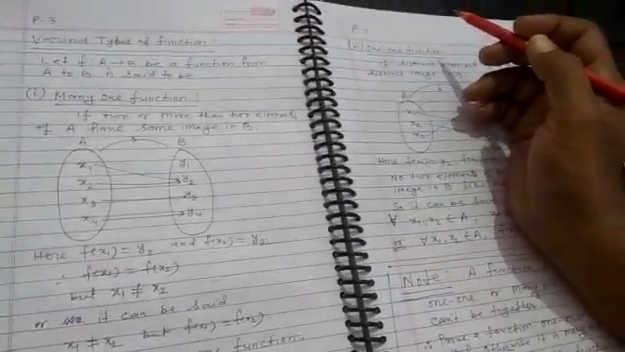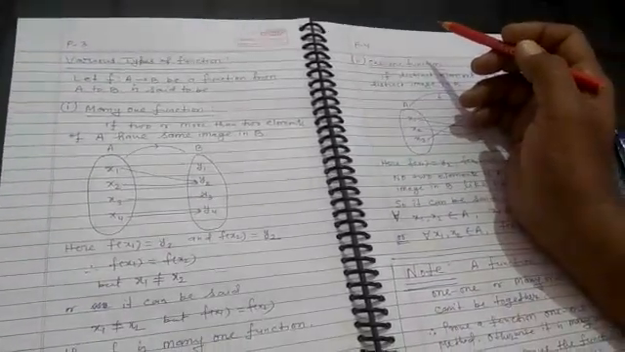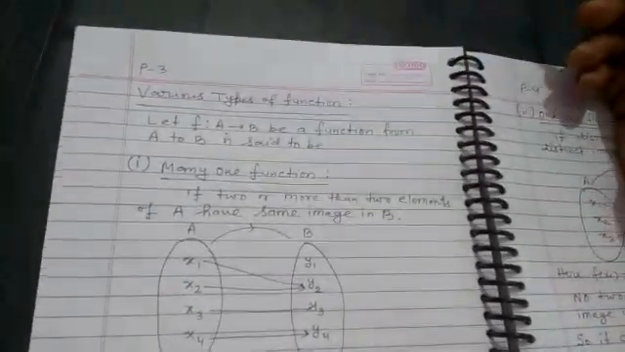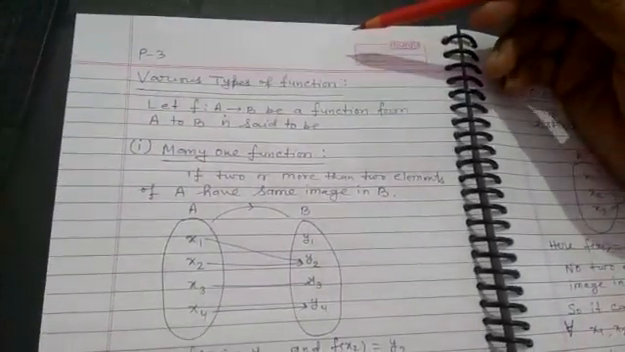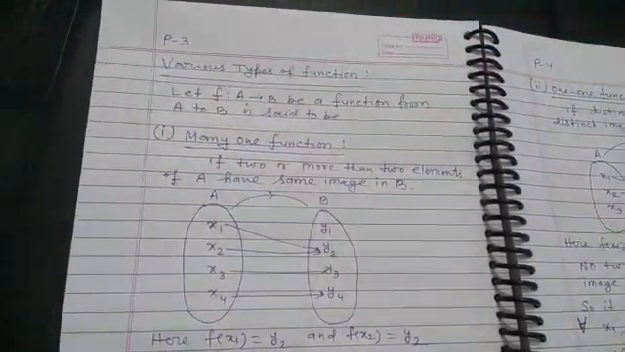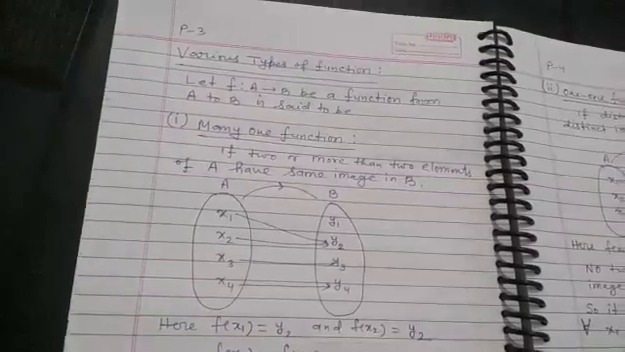In the second video of this chapter, we will discuss various types of function. These are many-one function, one-one function, into function, onto function.